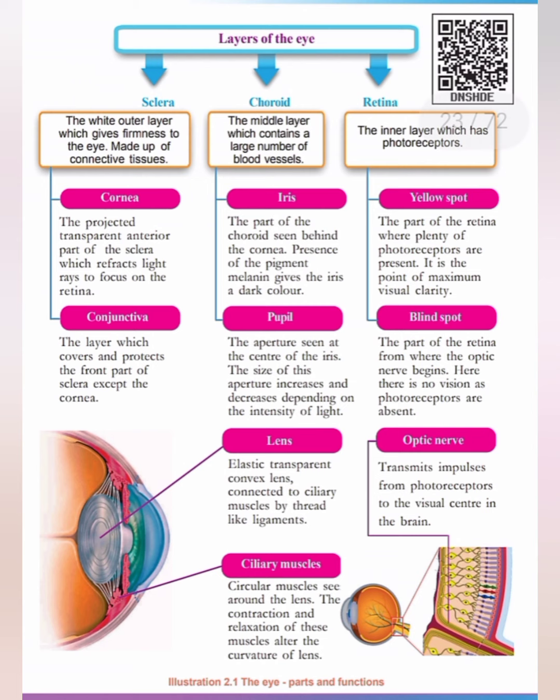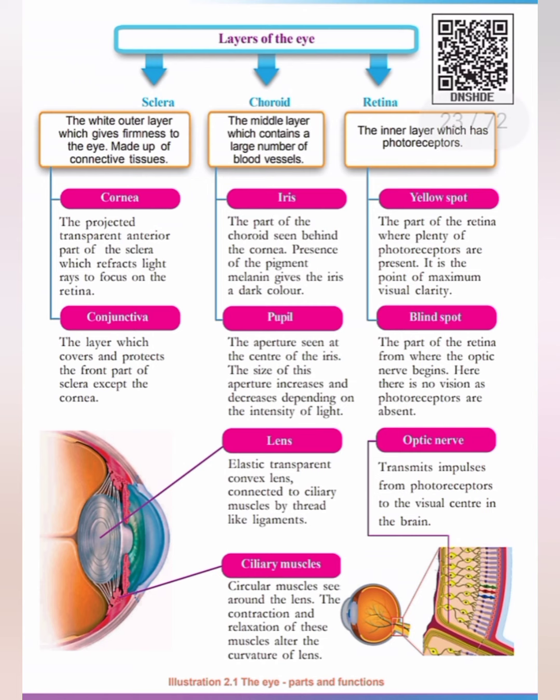The next layer of the eye is the choroid. It is the middle layer which contains a large number of blood vessels. If someone asks you which layer of the eye contains a large number of blood vessels, it is our choroid. Then comes the retina. It is the inner layer which has photoreceptors.